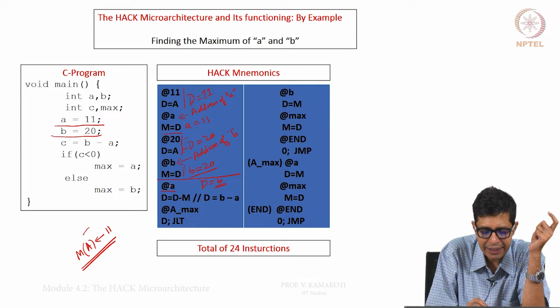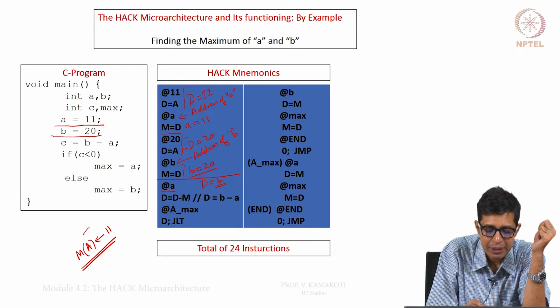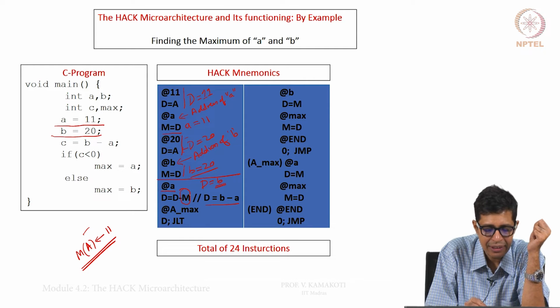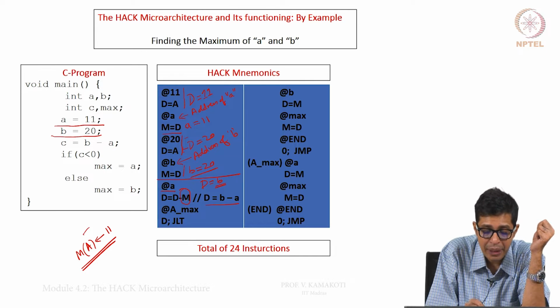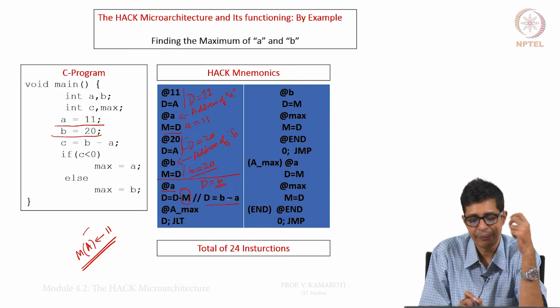Now again I say at A, so in the capital A register the address of small a will be loaded. Now I say D equal to D minus M, that means now D will be storing B minus A, because M now will get the value of small a, because the address that is there in the capital A register is that of small a. So now D equal to B minus A.